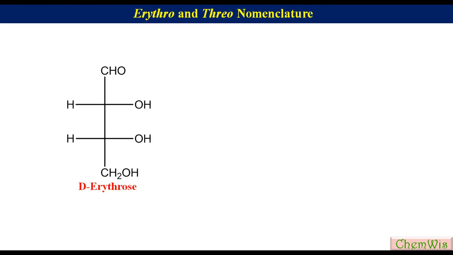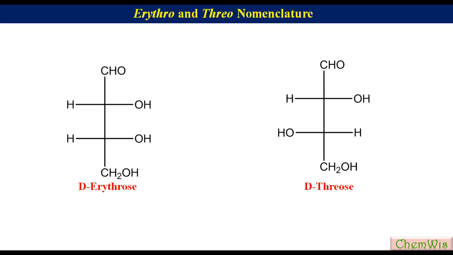Hello friends, welcome to the stereochemistry lecture again. The topic of today's discussion is erythro and threo nomenclature. This nomenclature is based on 4-carbon aldose sugars, D-erythrose and D-threose.